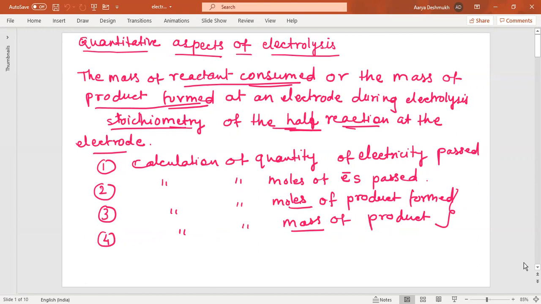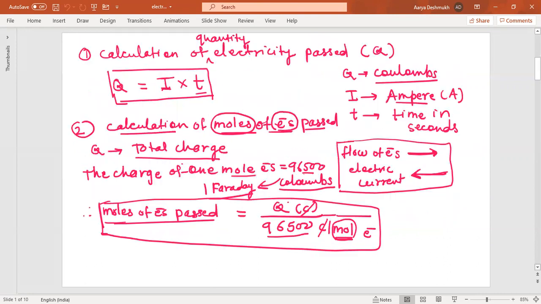First, we'll talk about the calculation of quantity of electricity passed. So we'll proceed to the next slide. The quantity of electricity passed can be calculated by using the equation Q equals I into T. The amount of electricity passed, which we express in coulombs, is denoted by Q here. It is equal to I into T, where I is the amount of current, expressed in ampere, and T is the time in seconds.